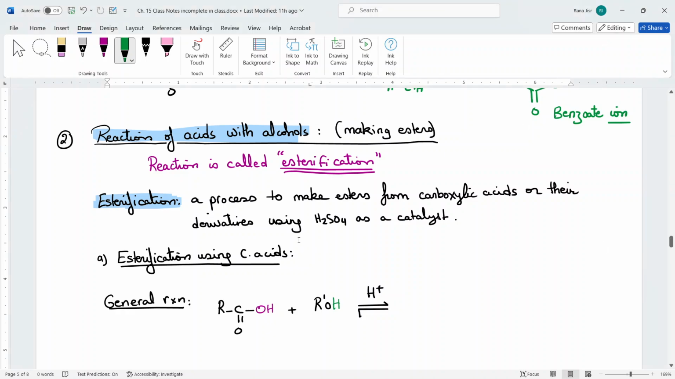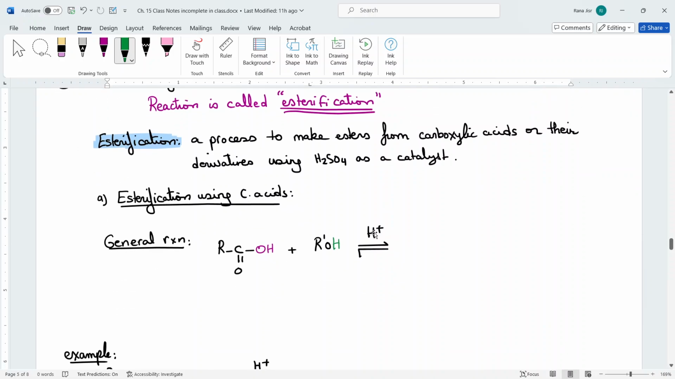Now, another reaction of acids is with alcohols, and this is called esterification. Esterification is the process to make esters. Normally, esters are fragrances. One of your labs is to make an ester, and normally we make an ester starting from an acid and we react it with an alcohol. This is one way of making an ester.